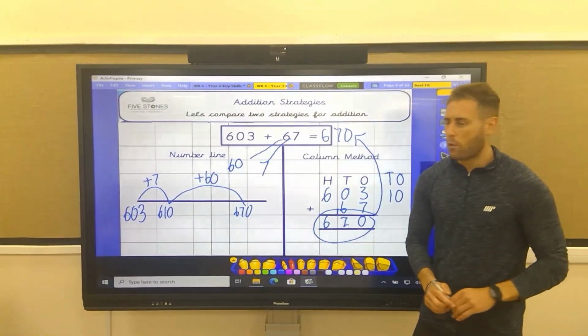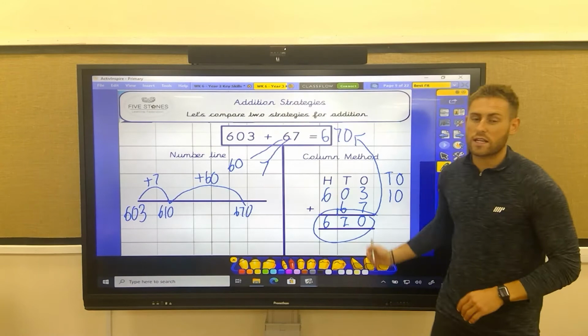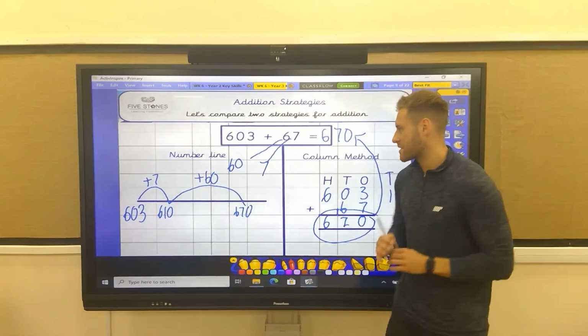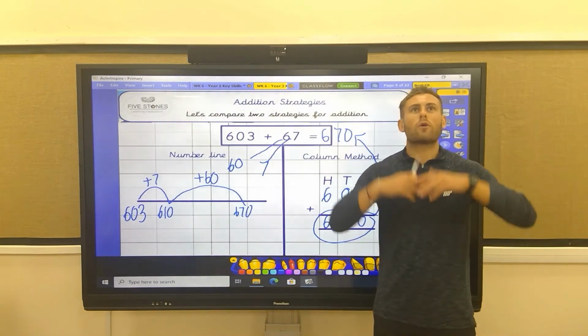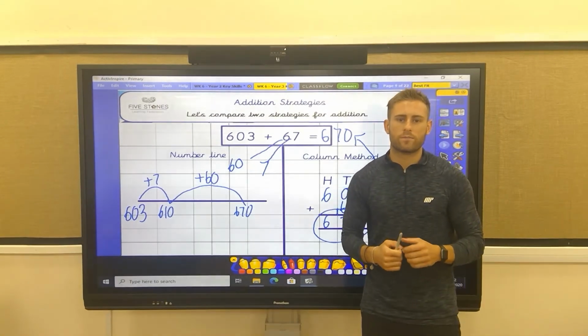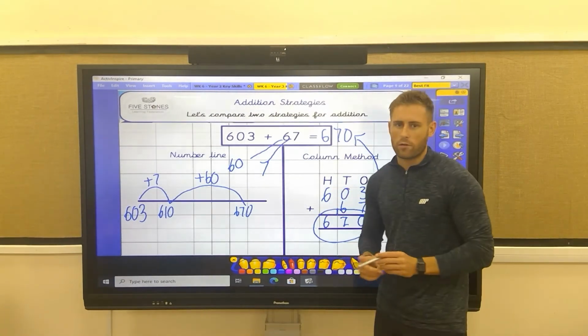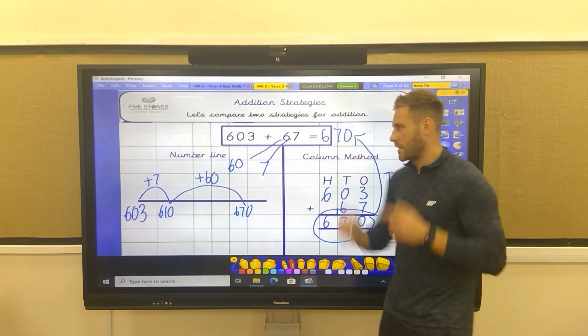Okay? However, sometimes we need to go to 100s, 10s and 1s to keep ourselves organised. But other times we can actually just break the number down, think about it in our head. Okay? That's where we become more efficient, where we're starting to think more mentally.